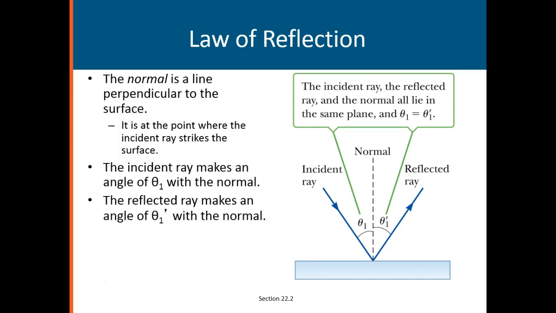Okay? The incident ray makes the angle theta 1 with the normal, and the reflected ray makes the angle theta 1 prime with the normal on the other side, and the incident ray and the reflected ray and the normal all lie in the same plane. That's another given for any type of reflection. Theta 1 is equal to theta 1 prime. What makes the difference between specular and diffuse reflection is the roughness of the surface. If the surface is rough, then the normal lines are not parallel to each other. Okay?